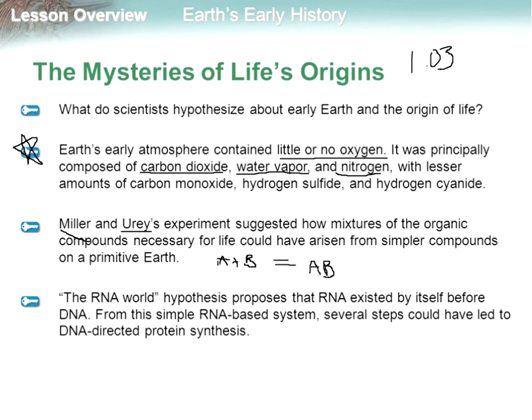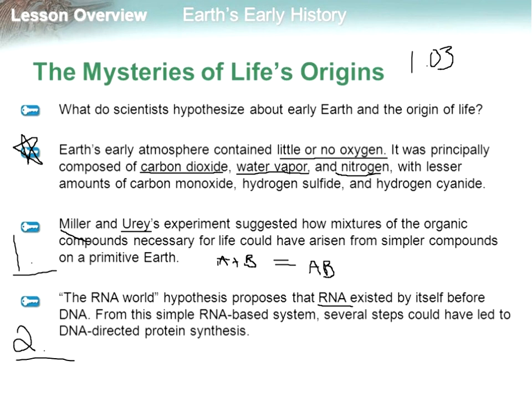The RNA world hypothesis proposes that RNA existed by itself before DNA. And from this simple RNA-based system, several steps could have led to the DNA directed protein synthesis. So what I'll show you next are a couple of those hypotheses. One of the hypotheses is right here. Miller and Urey showed in the lab that you can combine different pieces to create organic molecules. That's what they did, and they think that happened on Earth. That's one of the hypotheses.